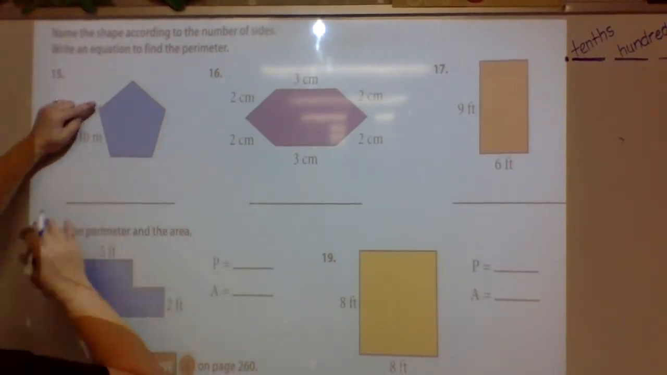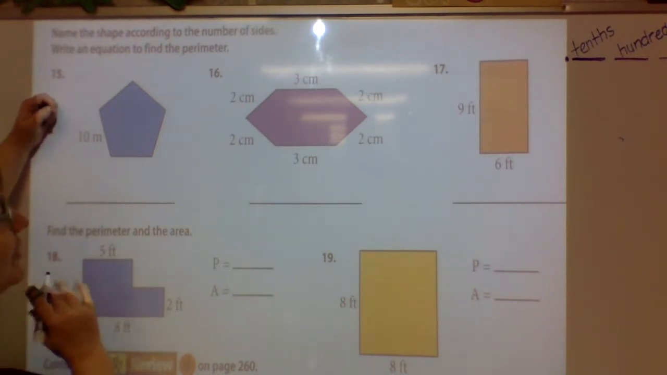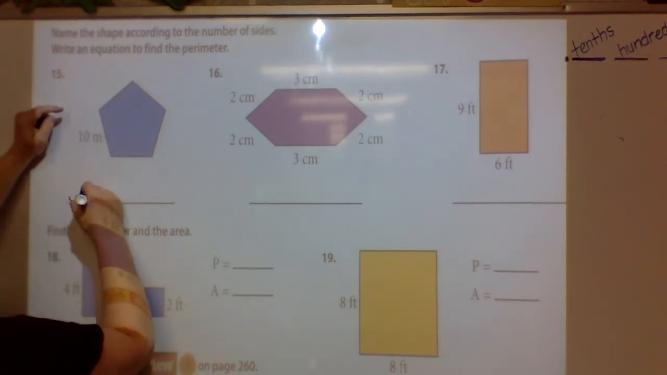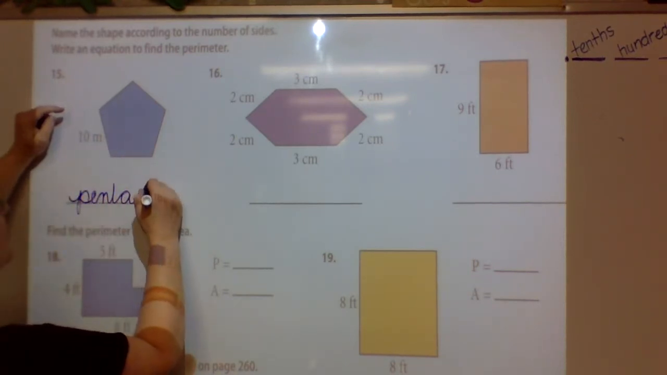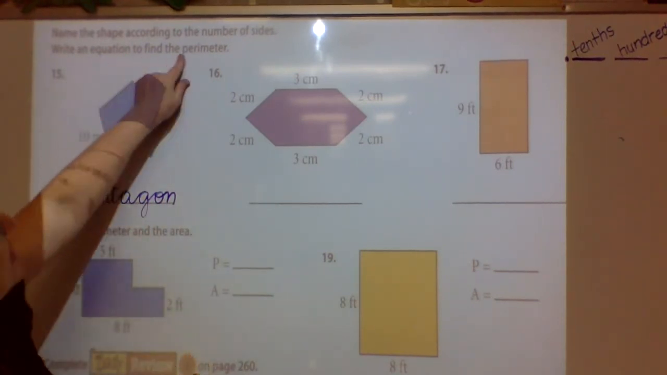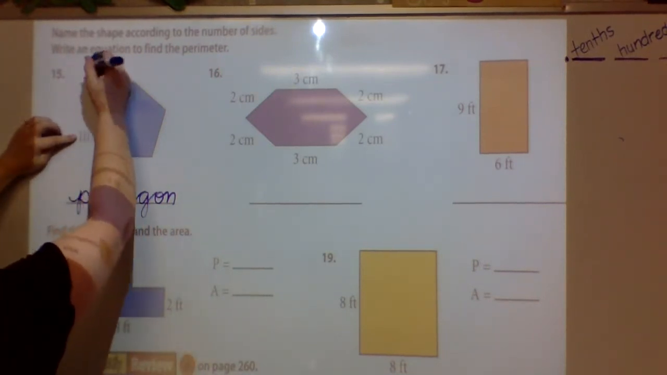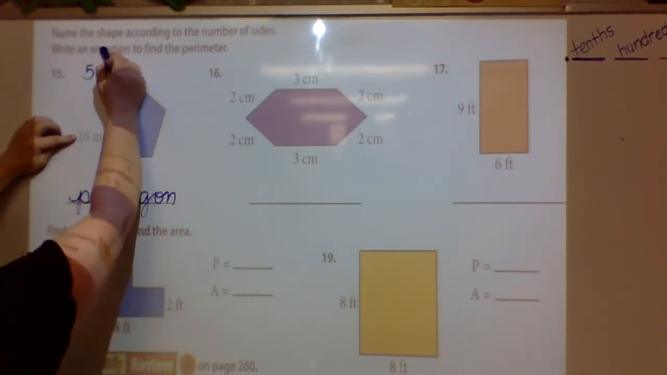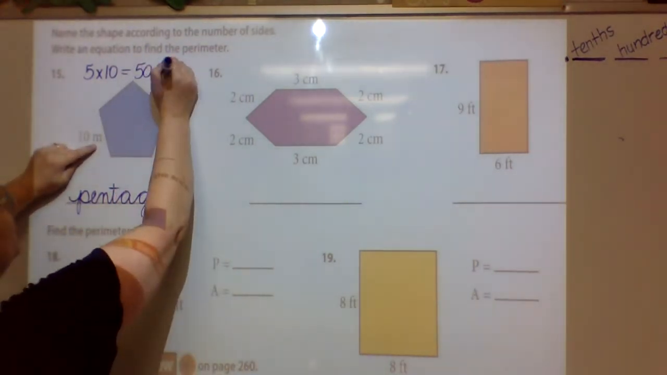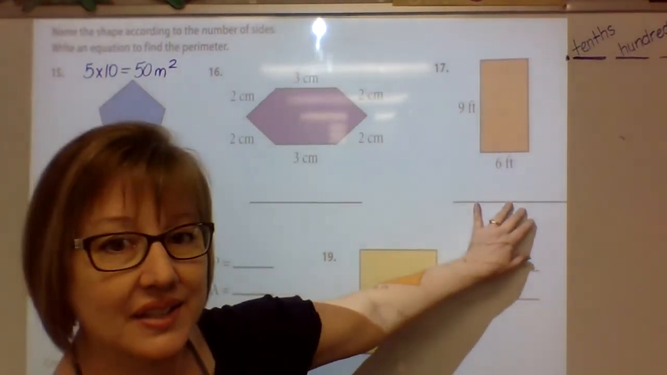I should give you an easy one. We'll stick to this one. There's 5, so that makes it a pentagon. Penta means 5. Okay, and it says to write an equation to find the perimeter. Remember, perimeter is the distance around. So this would be 5 sides times 10 equals 50. What is an m, do you know? It's a meter, squared meters. So do those two exactly the same way.